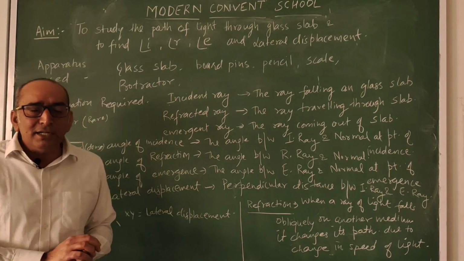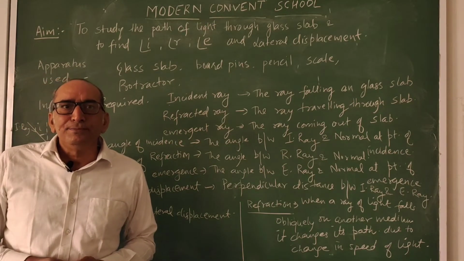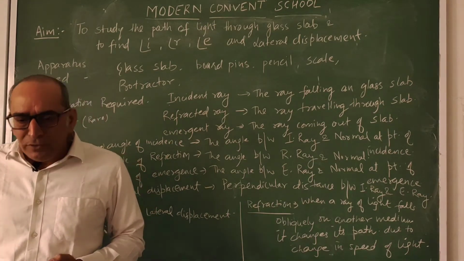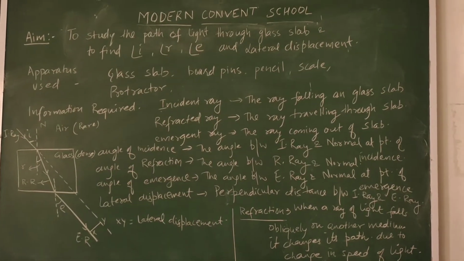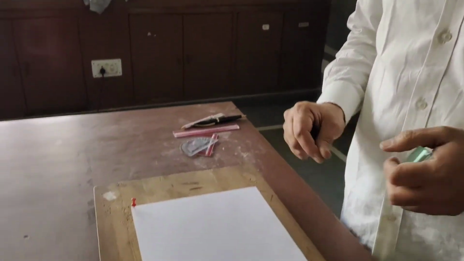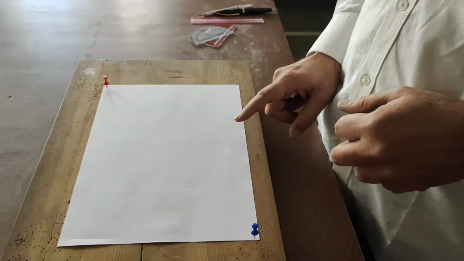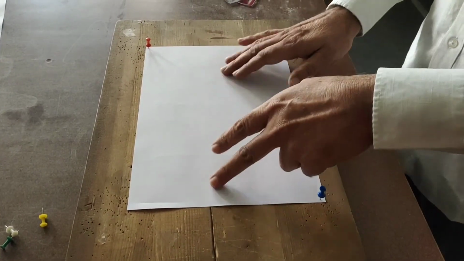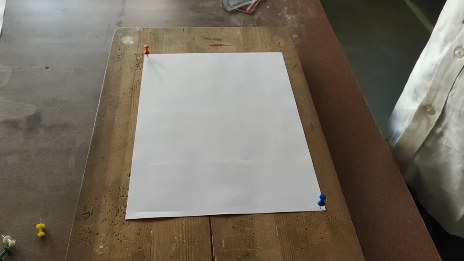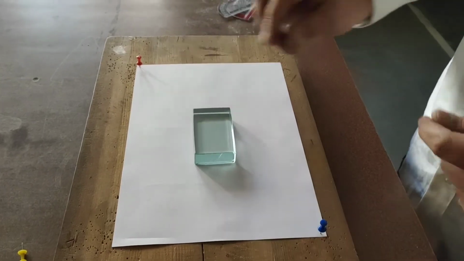The basics are clear. Now we are going to use the apparatus and see how we are going to draw the diagram. This is our drawing board, white sheet, fixed with the help of thumb pins so that it does not move. Now, first put the slab in the center of this.